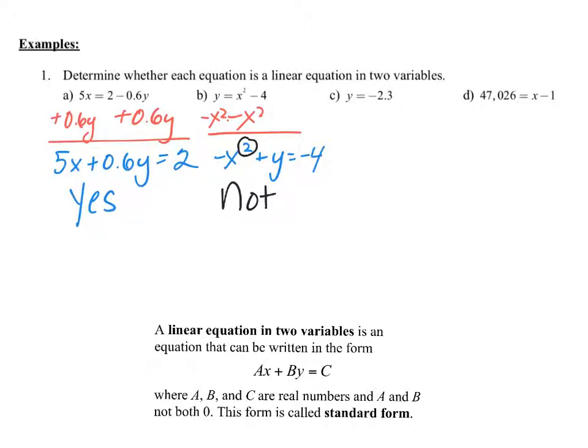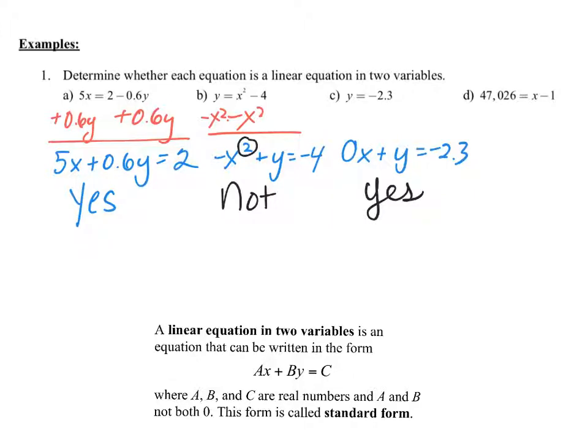Now let's look at example c, y equals negative 2.3. This is an equation that is a linear equation in two variables. You can write this in the standard form, if you can identify that 0 is the coefficient of x, so 0x plus y equals negative 2.3. So this is a linear equation in two variables.